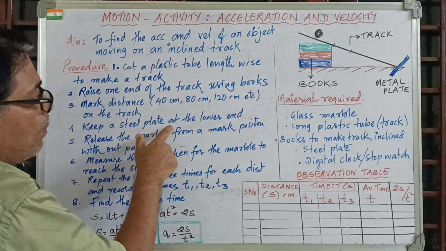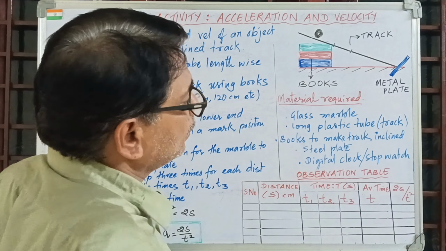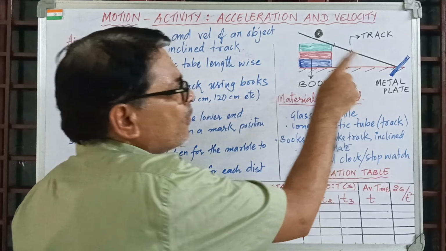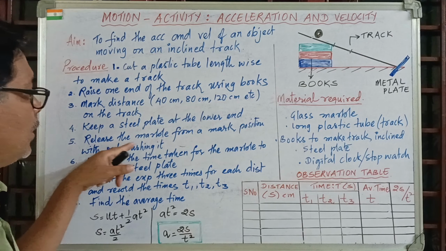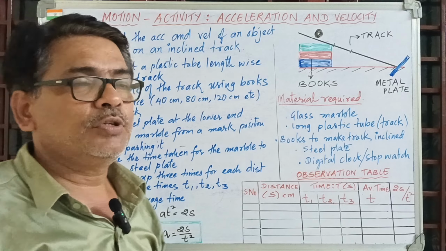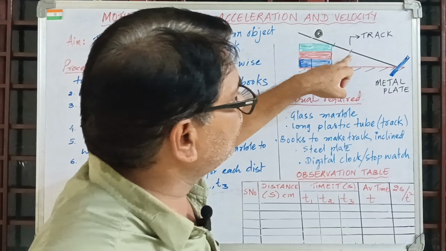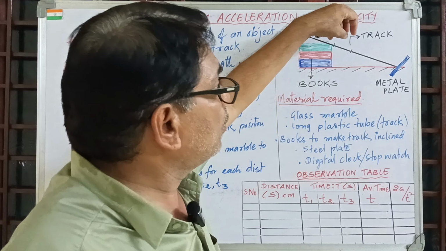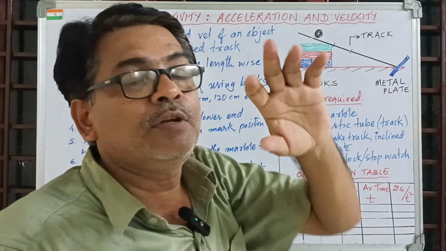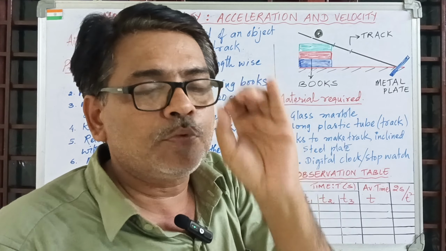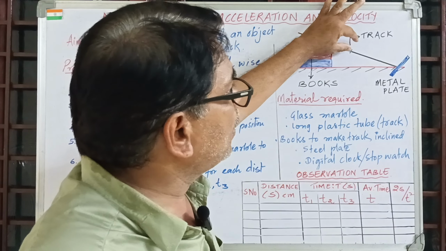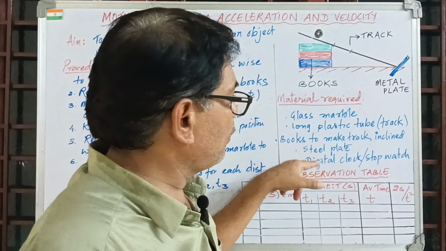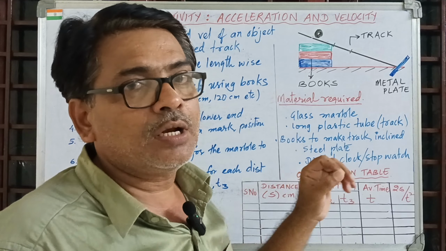Next, keep a steel plate exactly at the end of the track. Then release the marble from the marked position. If you want to release the marble from 40, you do it 3 times. You should not push it. Just keep the marble at 40 and leave it. The moment you leave it, you have to switch on the digital clock.